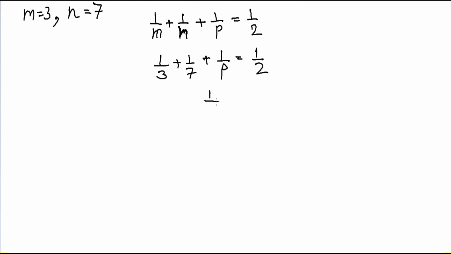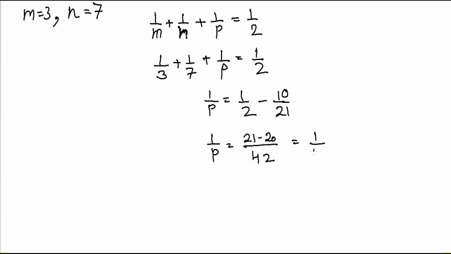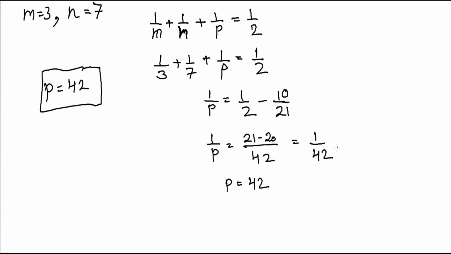Now 1 by p is equals to 1 by 2 minus 1 by 3 minus 1 by 7. We can add them together, so it will be like 21, and their numerator will be 7 plus 3, so 10. Now subtract it. 1 by p is equals to, this becomes 42, and this becomes 21 minus 20, so 1 by 42. So here we can say that p should be equal to 42 in this case. Now will the 42 be our maximum answer?